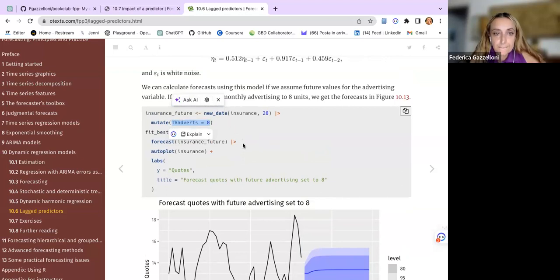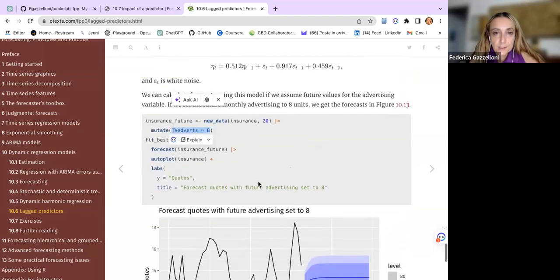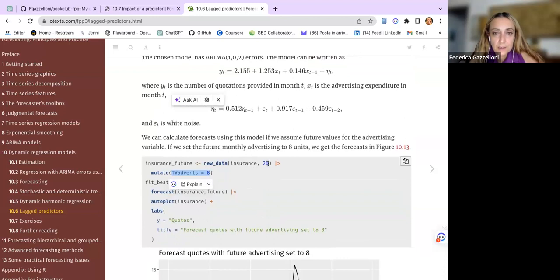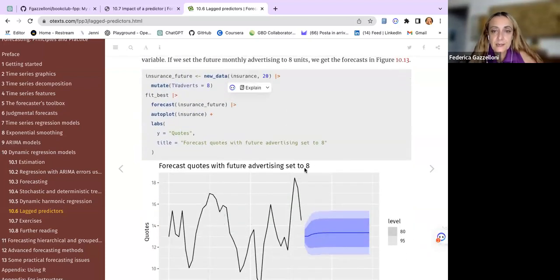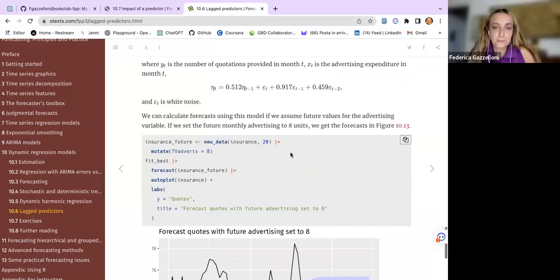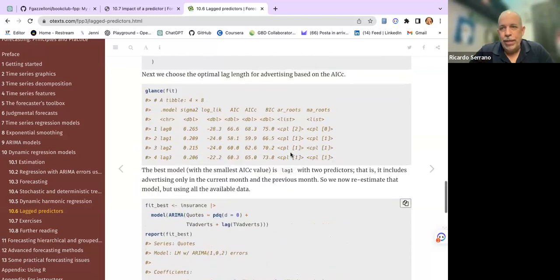And this is for 2006. So what is the lag, it is just 2. So new data, we set it to 20. Because the future advertising is set to 8. Yeah, you have to give it because that's your external regressor. But you can change it. You can do 8, you can do 7, you can do 9, you can do 10.